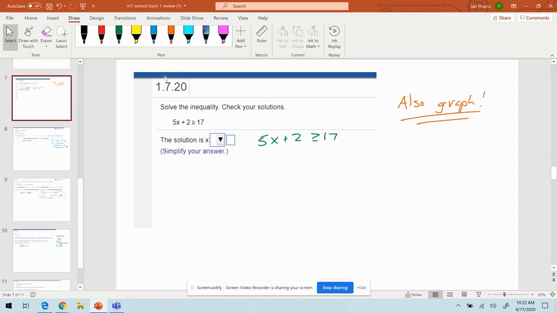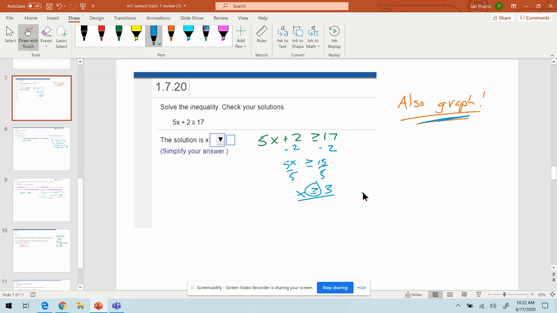Pretty straightforward, solving an inequality. Let's see, subtract 2 from each side. We get 5x is greater than or equal to 15, and then divide by 5. So x is greater than or equal to 3. And I don't know if you have to check the solutions or graph on this, but that's going to be your solution. Make sure you're looking at the symbol.